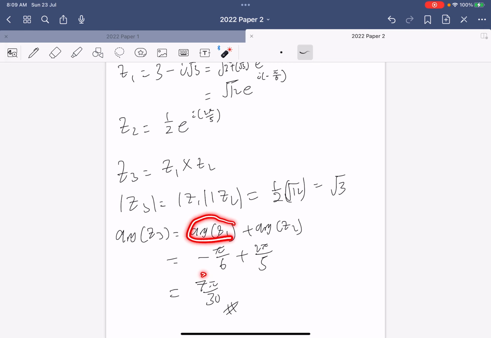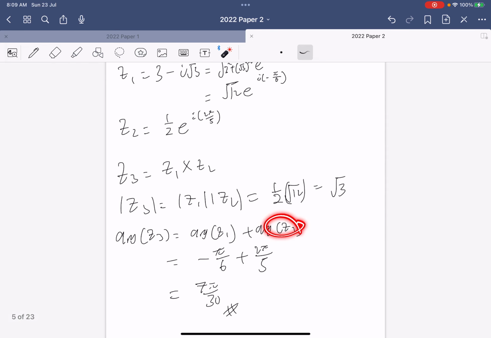And so the first argument, of z1, is minus pi over 6. And the second argument is 2 pi over 5. So the argument for z3 is 7 pi over 30.